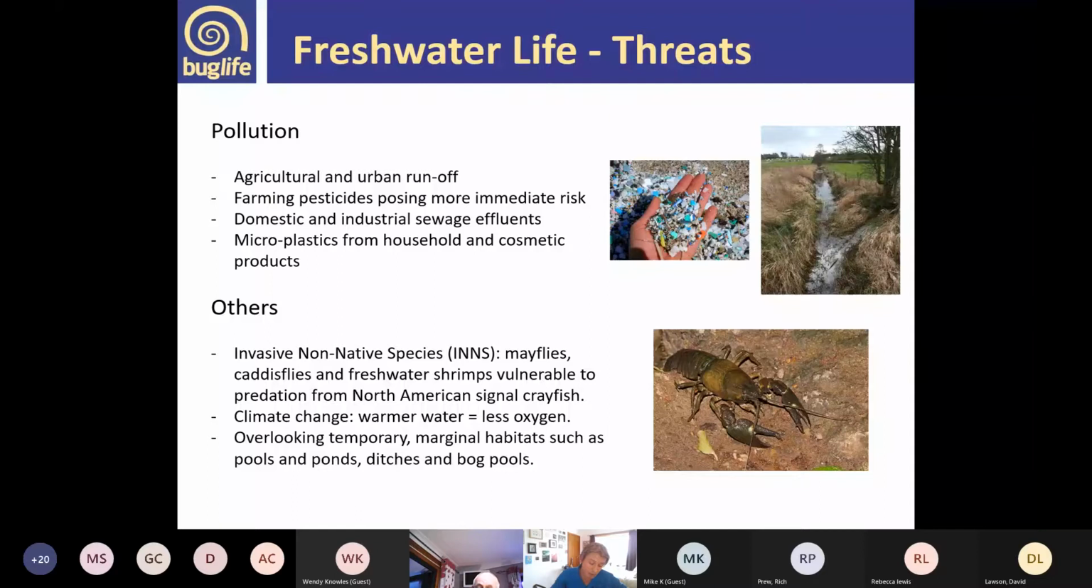Other threats include invasive non-native species. For example, this North American signal crayfish pictured on the slide here, which is a voracious predator feeding on many smaller invertebrates in our ecosystem. Climate change is another threat that is posed to freshwater habitats as well as all other habitats on Earth. As many of you will already know, I'm sure, warmer water carries less oxygen, which is obviously a serious problem for species that are dependent on high oxygen content within the water. Another issue is potentially overlooking temporary marginal habitats, which would support often rare and vulnerable invertebrate life. So this might happen during the development process for new building proposals when habitats tend to be overlooked and destroyed.